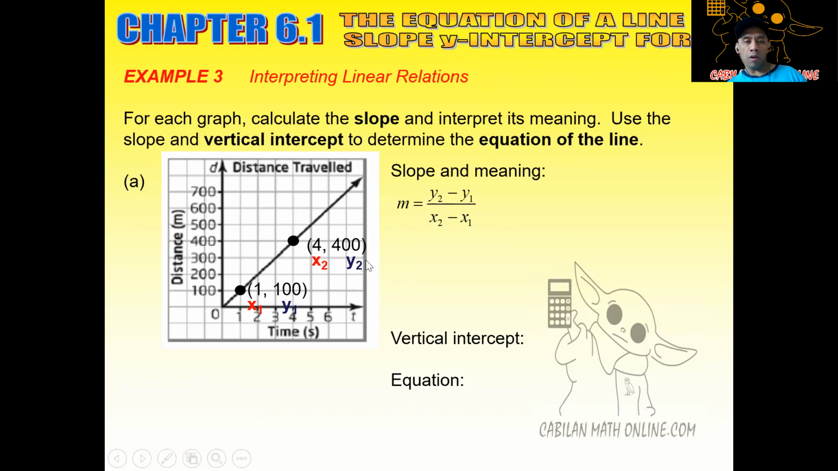Once we've labeled it, we're going to carefully replace the numbers with the proper letters here. So y2 minus y1 will be 400 minus 100, and x2 minus x1 will be 4 minus 1. So let's simplify this further. We have 400 minus 100, which is 300.